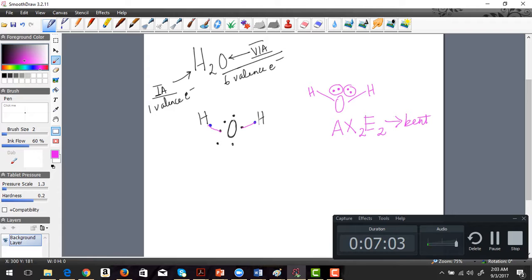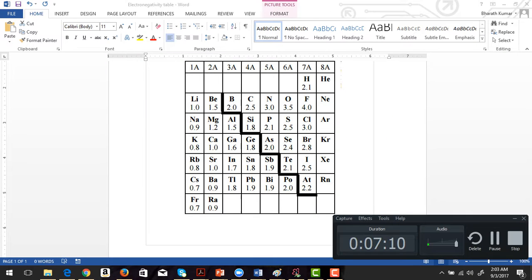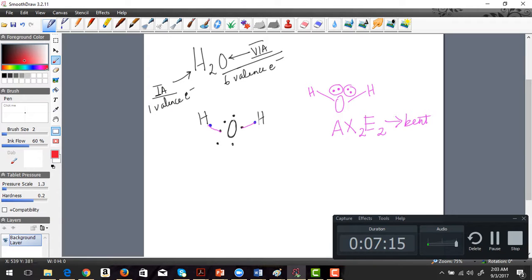Now let's go get our polar bonds. Oxygen, I believe on the electronegativity table, is 3.5, hydrogen's 2.1. So that means hydrogen is less electronegative, oxygen is more electronegative, so the arrow points out this way. Now because of this lone pair, if you think about it, it's like this.